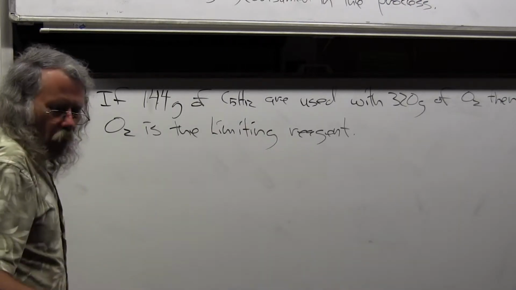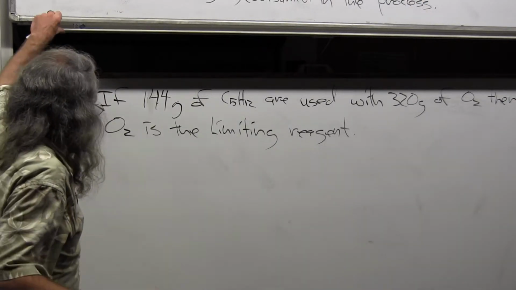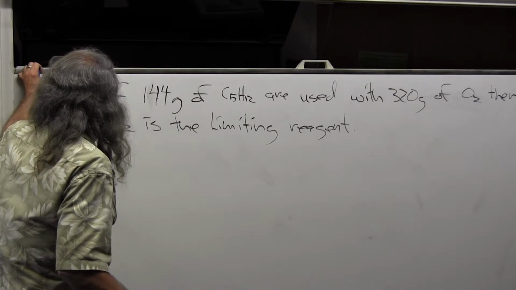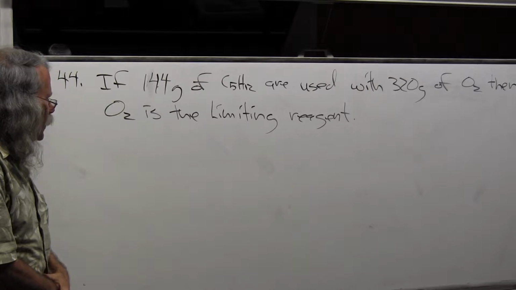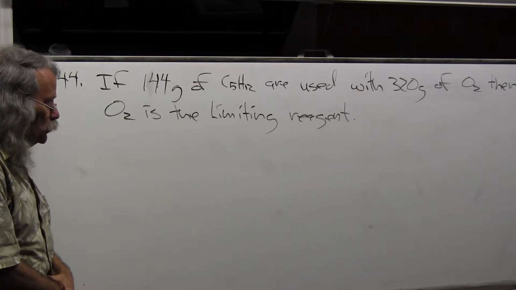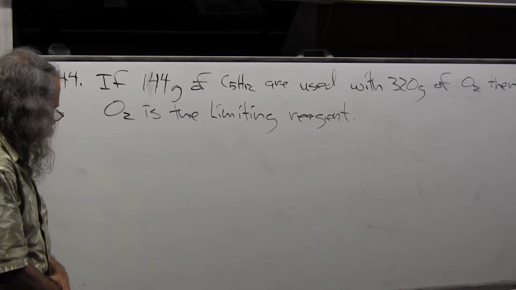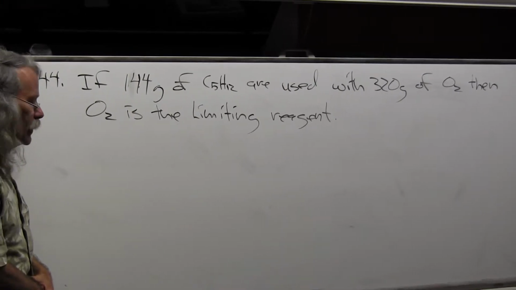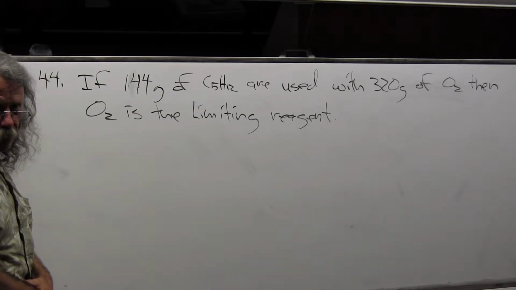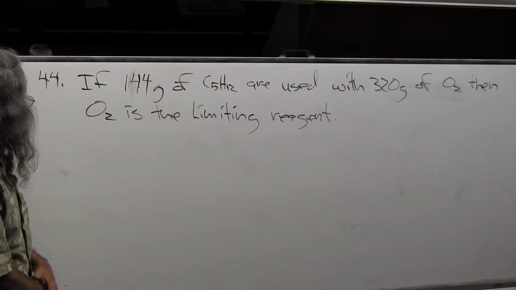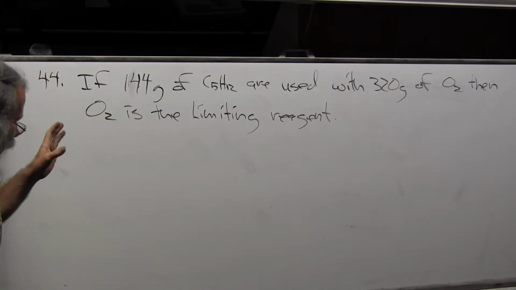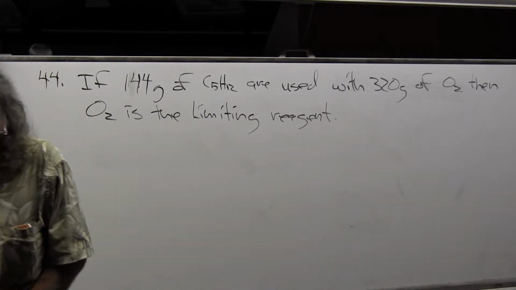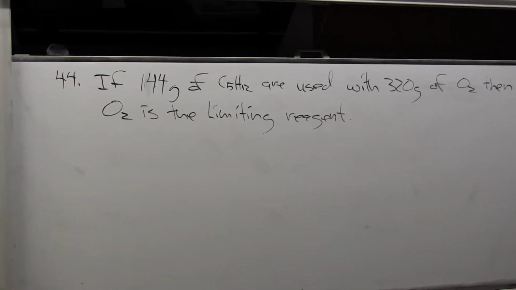So now, problem 41. If 144 grams of C5H12 are used with 320 grams of O2, then O2 is the limiting reagent. Okay, my volume's a little too high. Oh, it's number 44. Sorry. Okay, so again, we're going to have to go over to our scratch paper and do a little calculating.